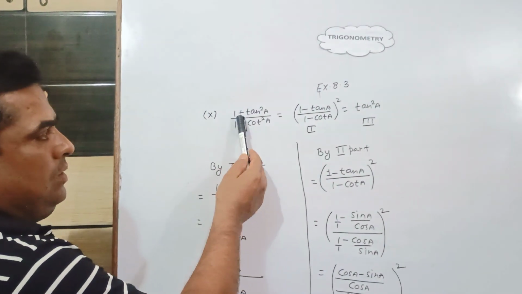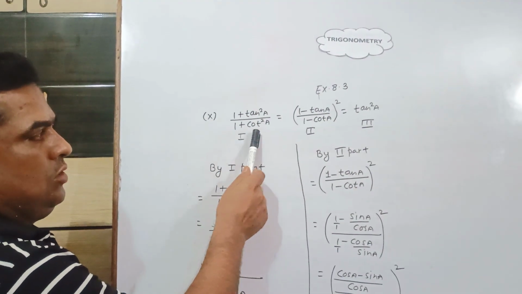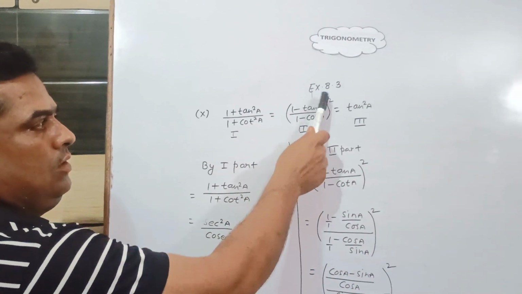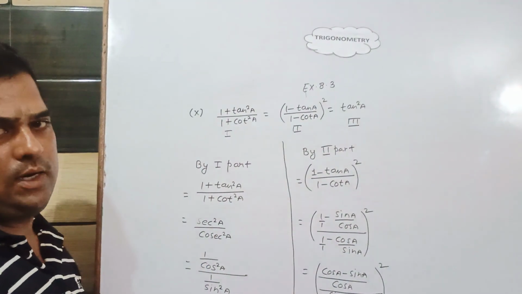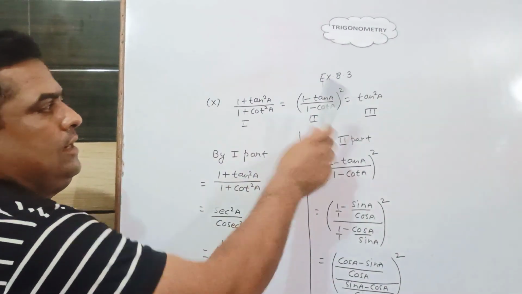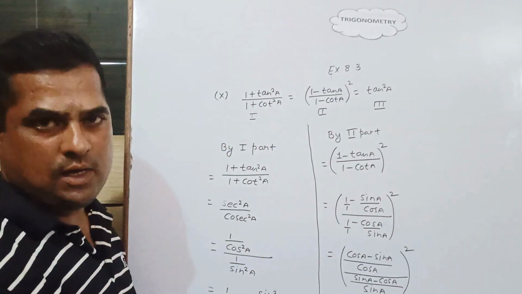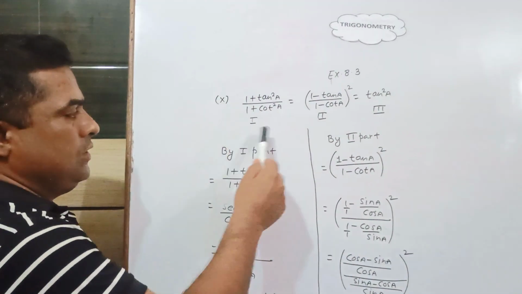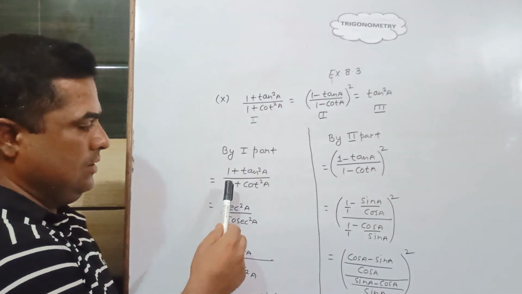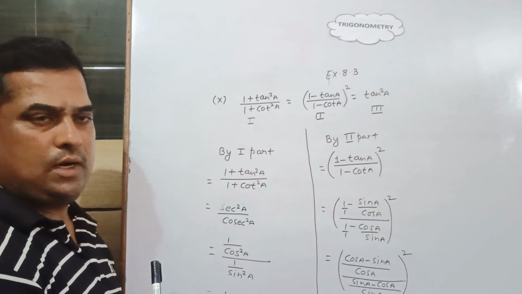Prove that 1 plus tan square a upon 1 plus cot square a is equals to 1 minus tan a upon 1 minus cot a whole square equals to tan square a. Students, you can see here there are three parts, first, second and third. We have to show all the parts are equal. We are taking first part here. So by first part we are taking 1 plus tan square a upon 1 plus cot square a.